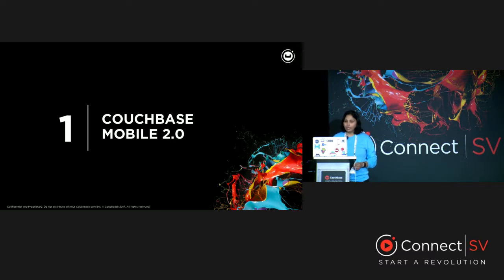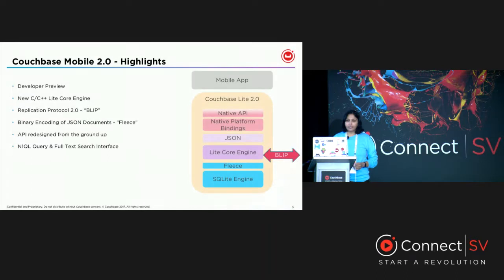Couchbase Lite 2.0 is currently in developer preview. If you've been attending some of the sessions earlier today, you probably had a good overview of 2.0. If not, these are some of the highlights. It's completely re-architected from the ground up. Compared to 1.x, we have a new C++ Lite core engine, a brand new WebSockets-based replication protocol called Blip. We have a new binary encoding of JSON documents, Fleece. The inventor of some of this is right here in the audience, so ask all the tough questions to Jens.